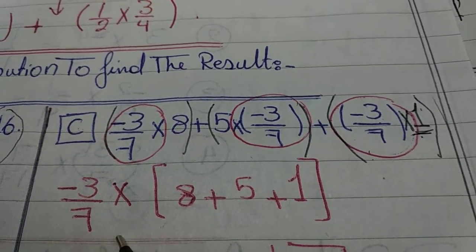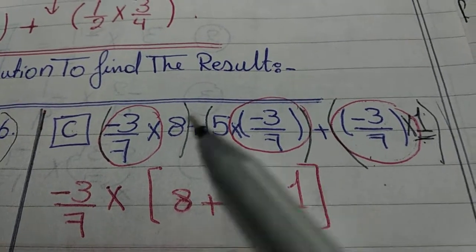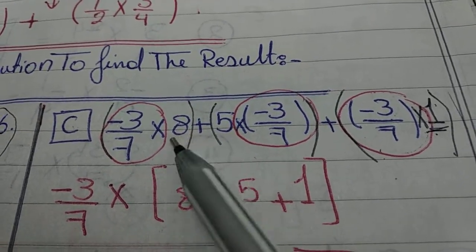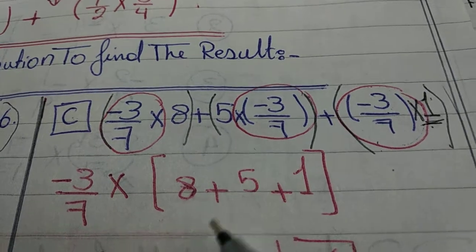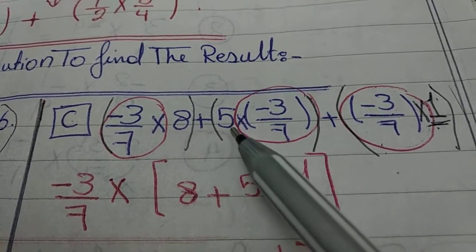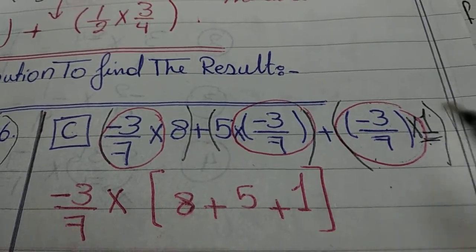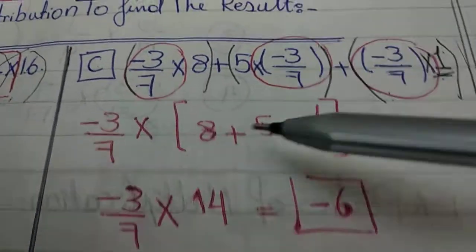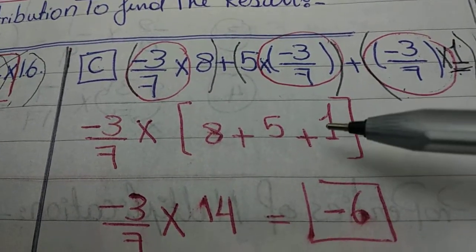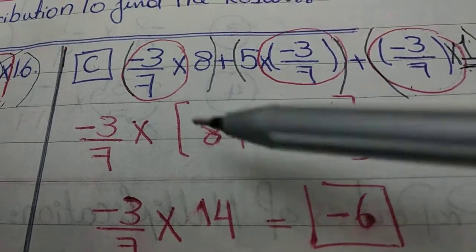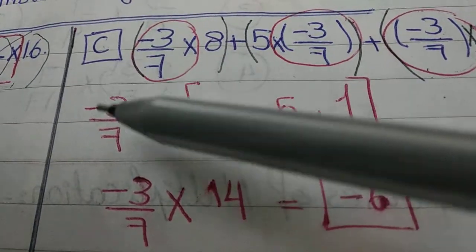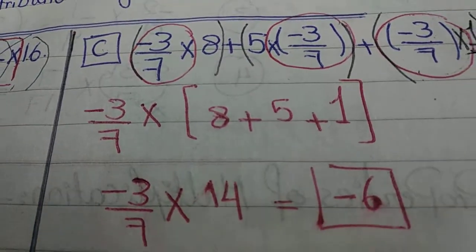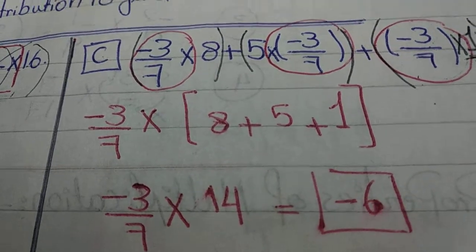I will take it out and open a bracket. The remaining number here is 8, plus the remaining number here is 5, plus the remaining number here is 1. And then add: 1 plus 5 equals 6, plus 8 equals 14, times negative 3 over 7. It will be negative 6.